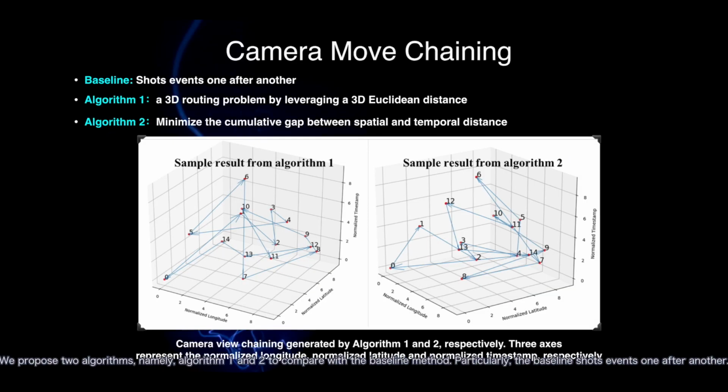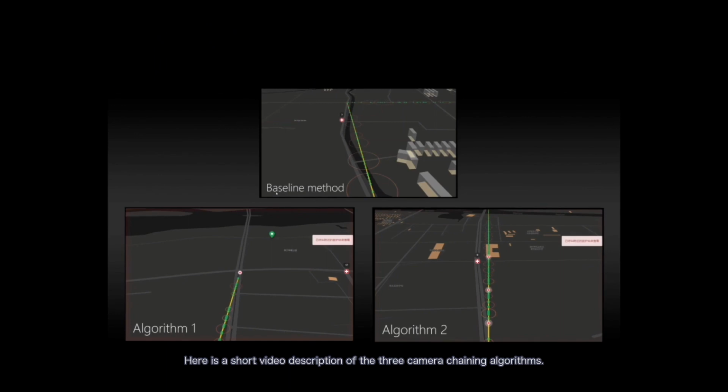We propose two algorithms, namely algorithm 1 and 2, to compare with the baseline method. Particularly, the baseline shows events one after another. Algorithm 1 is a 3D routing problem leveraging 3D Euclidean distance, and algorithm 2 minimizes the cumulative gap between spatial and temporal distance. Here is a short video description of the three camera routing algorithms.